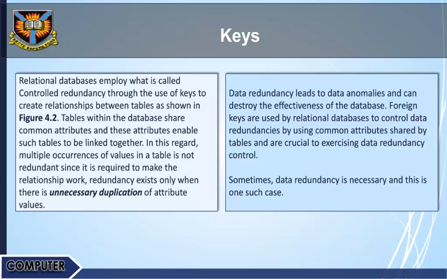In this regard, multiple occurrences of values in a table is not redundant since it is required to make the relationship work. Redundancy exists only when there is unnecessary duplication of attribute values. Data redundancy leads to data anomalies and can destroy the effectiveness of the database. Foreign keys are used by relational databases to control data redundancy by using common attributes shared by tables, and are crucial to exercising data redundancy control. Sometimes, data redundancy is necessary, and this is one such case.